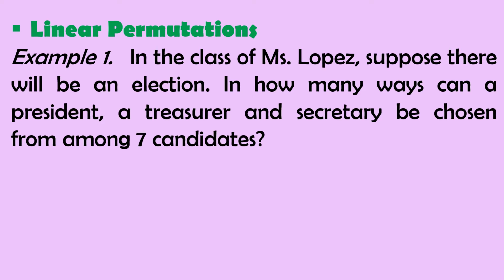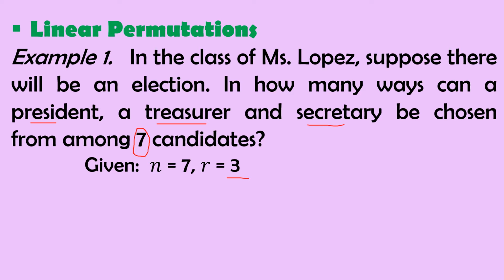Let us recall what is a permutation. Permutations as n distinct objects taken r at a time. So n refers to the number of objects from which the permutation is formed, and r refers to the number of objects used to form the permutation. In this problem, we will use the formula for permutations. So we have here given n, which is 7 for the 7 candidates, and the value of r is 3. This is from president, treasurer, and secretary.